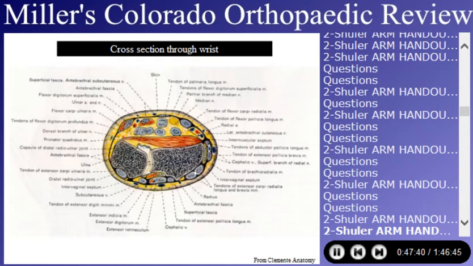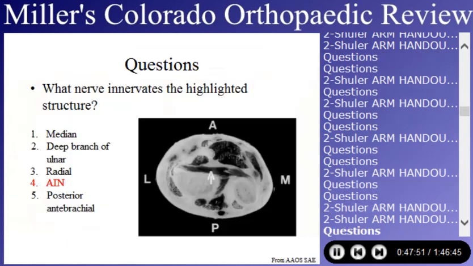Cross-section anatomy through the wrist is always a key testable item, and the only reason why I put this level is this muscle right here. Pronator quadratus, anterior interosseous nerve. That for some reason shows up. It's a favorite. What nerve innervates the highlighted structure? We just went over it. It's pronator quadratus, anterior interosseous nerve.